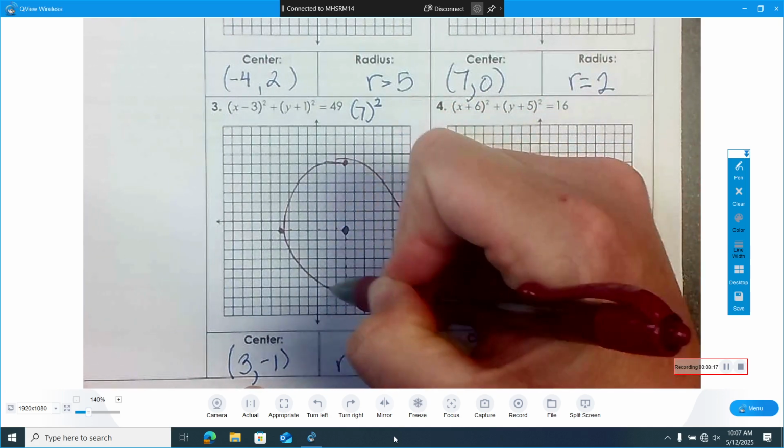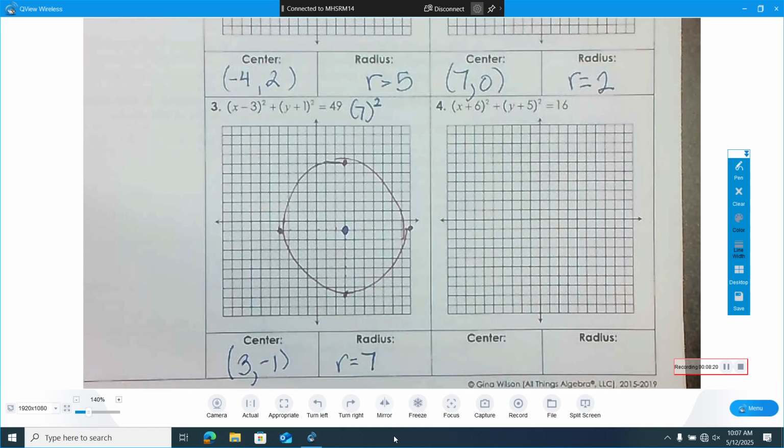Oh, my circle's not awesome there. That was not a great circle. That's okay. Fine. It's fine. All right.